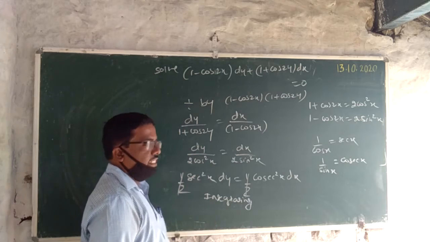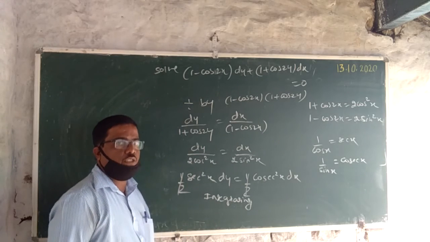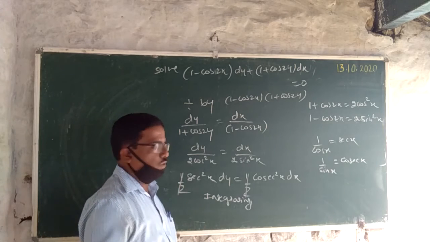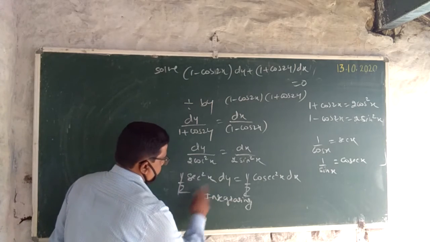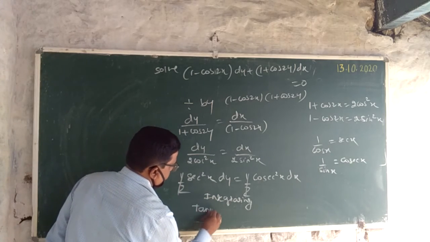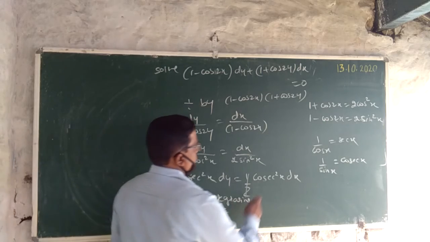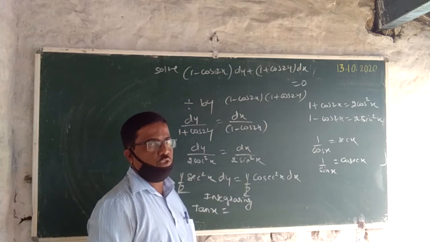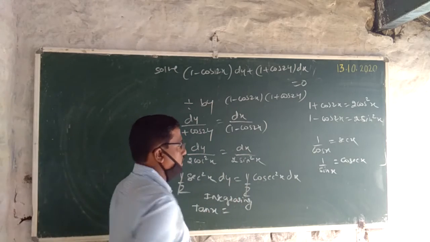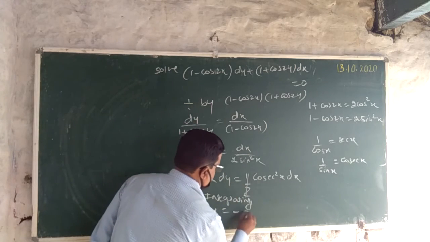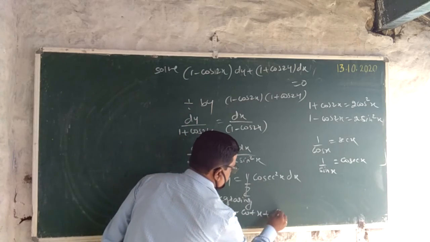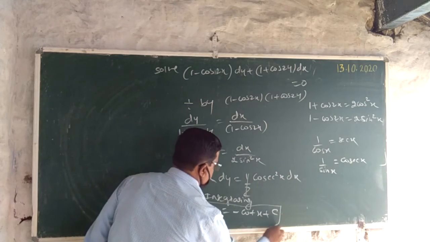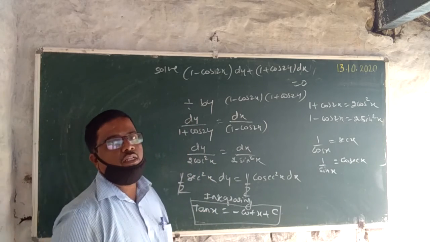So what is integration of sec square? Integration of sec square is tan, because when you differentiate tan you will get sec square. So integrating, it gives tan y is equal to, and what is integration of cosec square x? Differentiation of cot x is minus cosec square x. So integration of cosec square x is minus cot x. So that is minus cot x plus the integration constant, that is c. So this is the solution of the given problem.